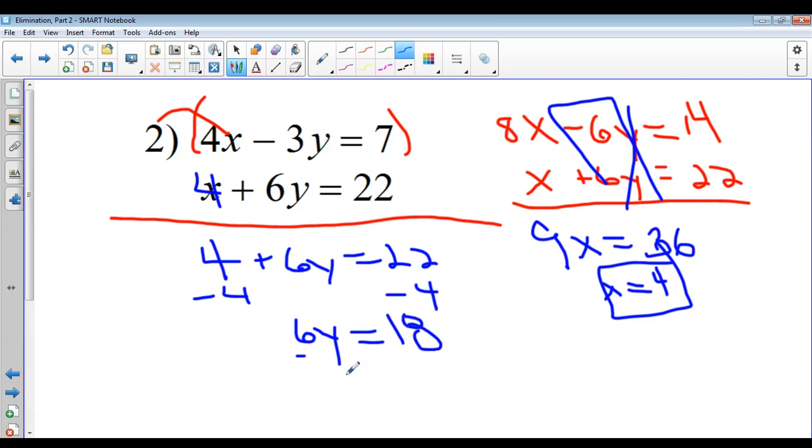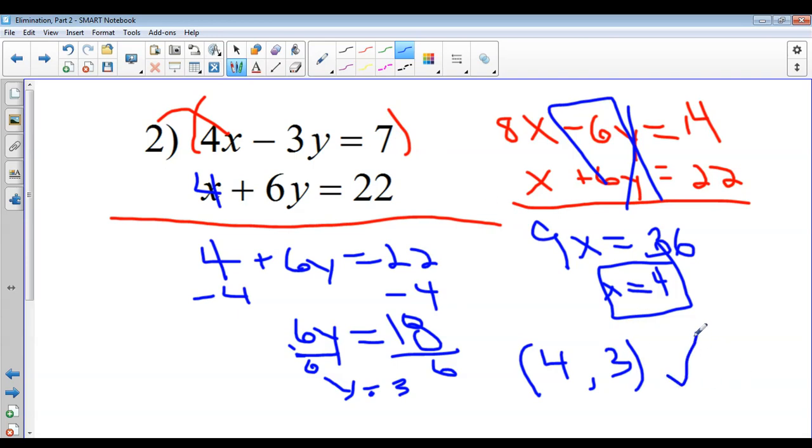Divide both sides by 6. Oops, sorry. I'm trying to write divide by 6. And we get y is 3. So now our solution is x is 4 and y is 3. Make sure you put them in the right order. And then if I go up here and just make sure, 4 times 4 is 16, minus 9 is 7. Yes, that did work. So then we should be okay with that one.